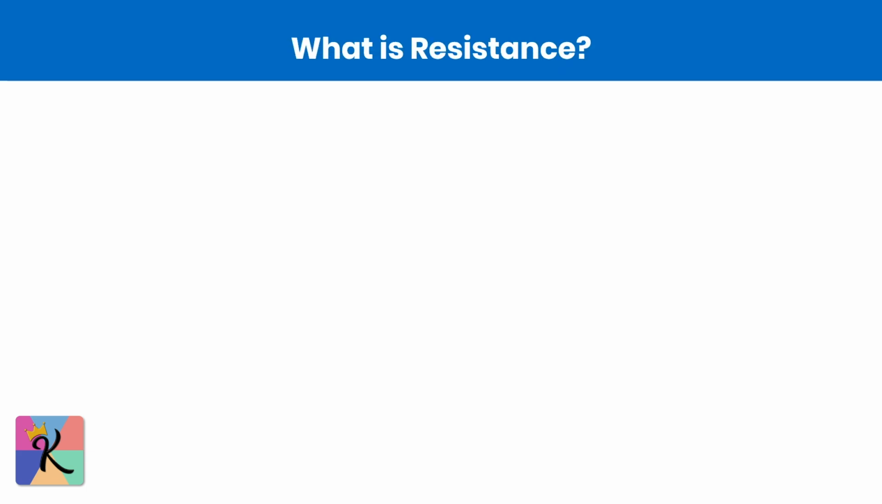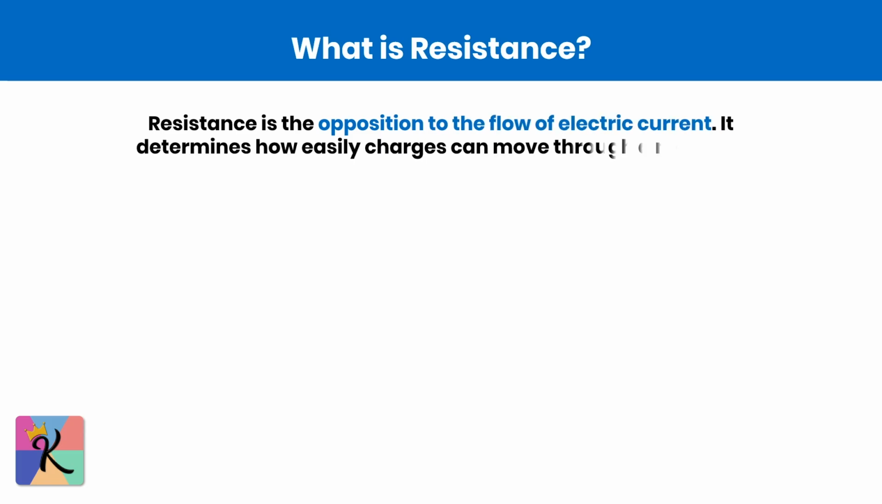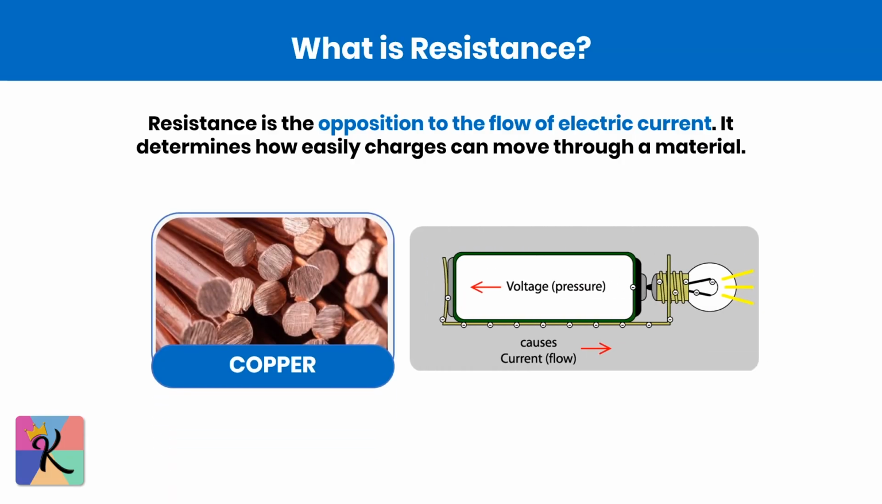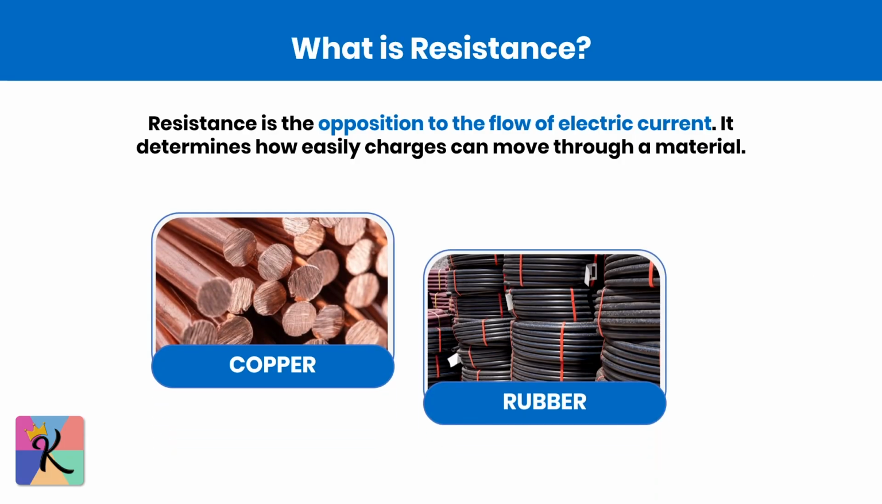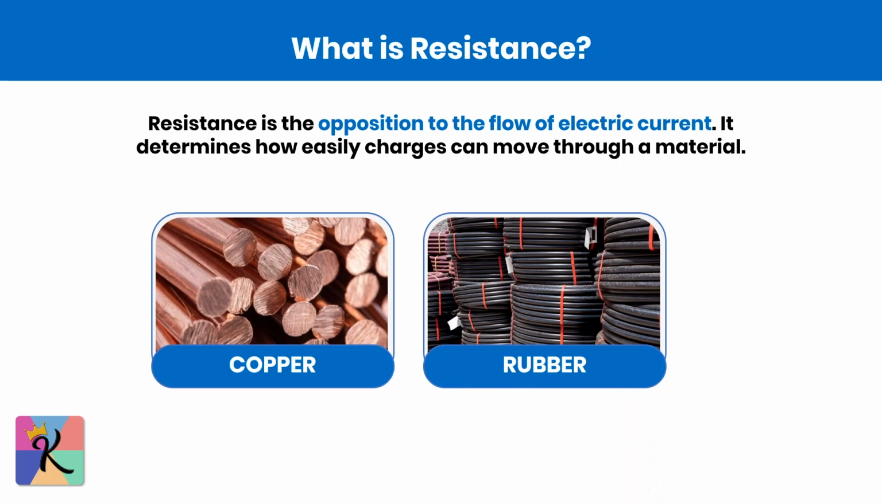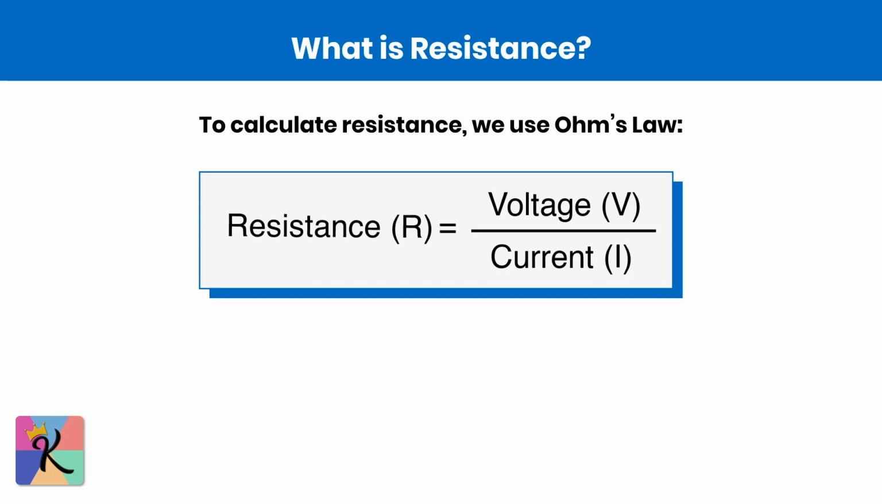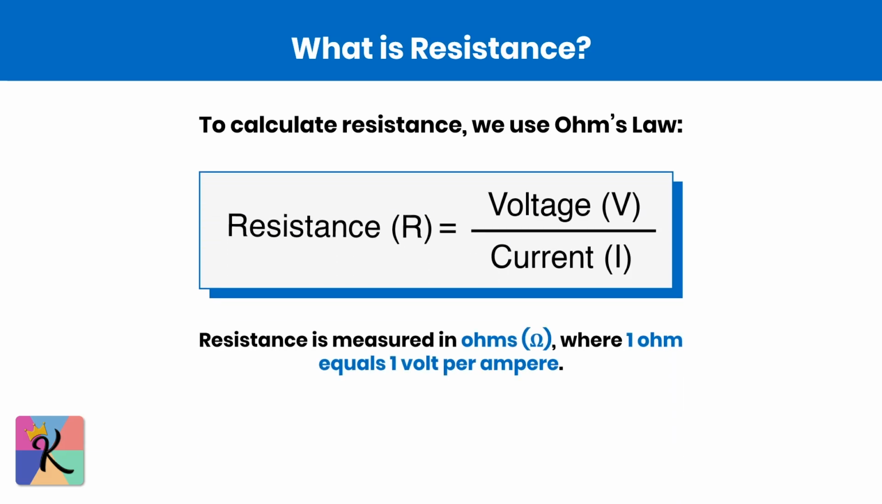What is resistance? Resistance is the opposition to the flow of electric current. It determines how easily charges can move through a material. Conductors like copper have low resistance, allowing current to flow freely, while insulators like rubber have high resistance, blocking most current. To calculate resistance, use the formula. Resistance equals voltage divided by current. Resistance is measured in ohms, where 1 ohm equals 1 volt per ampere.